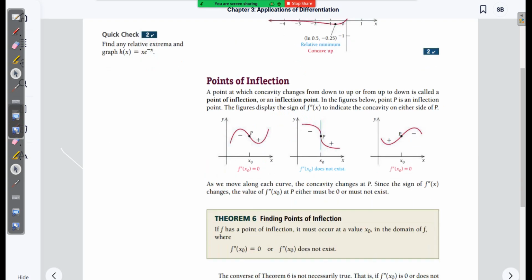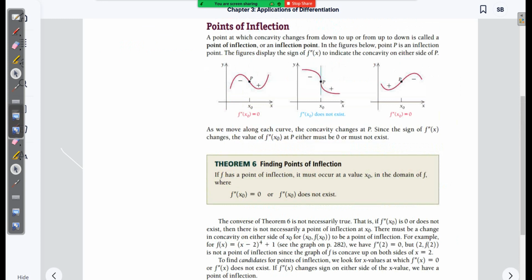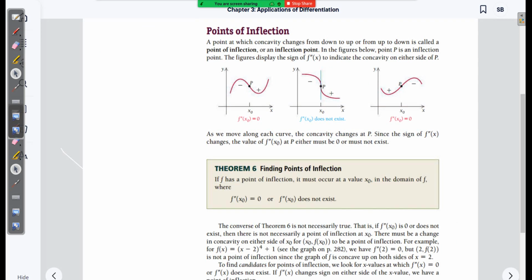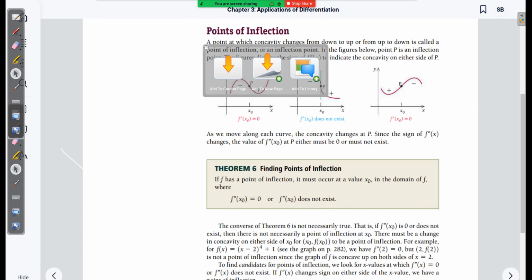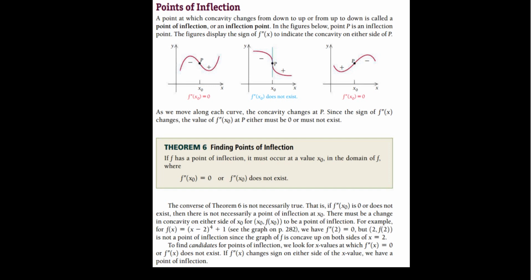All right. So next, we're going to talk about points of inflection. So points of inflection are where the graph changes concavity, and we'll just put all this on one page and discuss. All right. So this is pretty important. So a point at which concavity changes from down to up or from up to down is called the point of inflection or an inflection point. Of course, you've heard inflection point before used, but probably not in a math course. In the figures below, point P is an inflection point.